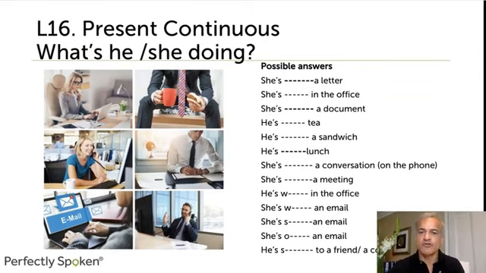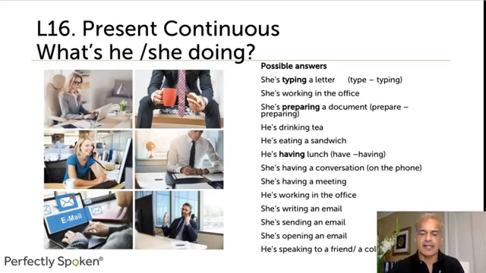Let's have a look. There you've got all the answers. Typing, working, she's preparing a document, he's drinking tea, he's eating a sandwich, he's having lunch, she's having a conversation on the phone, she's having a meeting, he's working in the office, she's writing an email, she's sending an email, she's opening an email, and he's speaking to a friend, or he's speaking to a colleague.